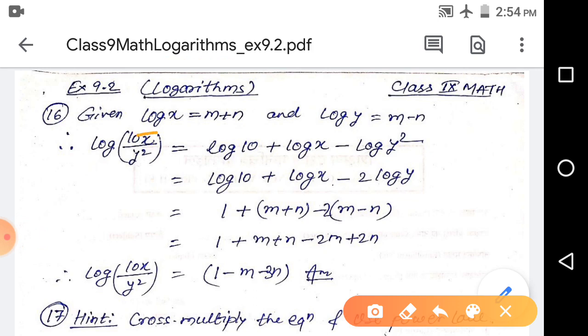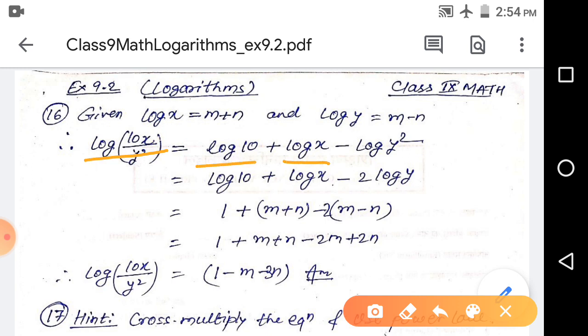We have the given condition log x equal to m plus n and log y equal to m minus n. And we have to find out the value of log 10x by y square. So here we have log 10x, that means 10 into x. So we can use the product law, as it is log 10x, that means 10 into x, like m into n. So for log 10x, we can write log 10 plus log x, by using the product law.